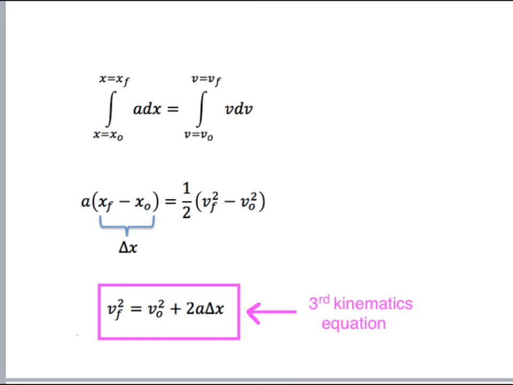And of course, these integrals are pretty straightforward. This integral is just a dx, and then you put in your limits of integration, which would be x final minus x initial. And then this becomes v squared over 2, and I'll put in v naught and vf as my limits of integration, and that gives me 1/2 v final squared minus v initial squared. And I want to solve for v final squared, and so if I do that, I get what's in this pink box here. The final velocity squared equals the initial velocity squared plus 2 times the acceleration times the change in x. And that's our third kinematics equation.